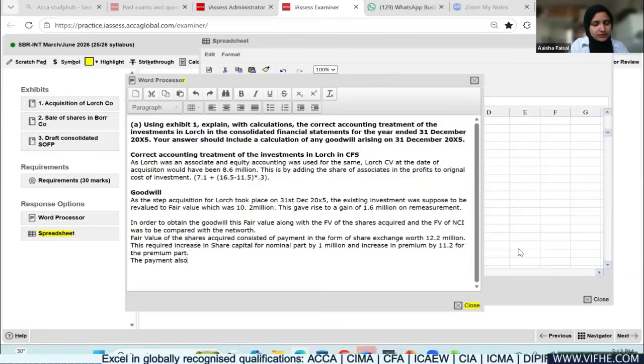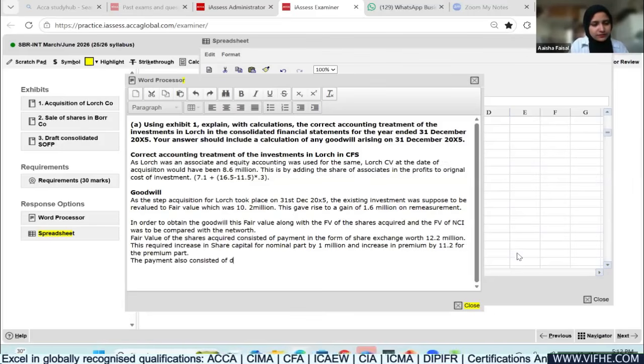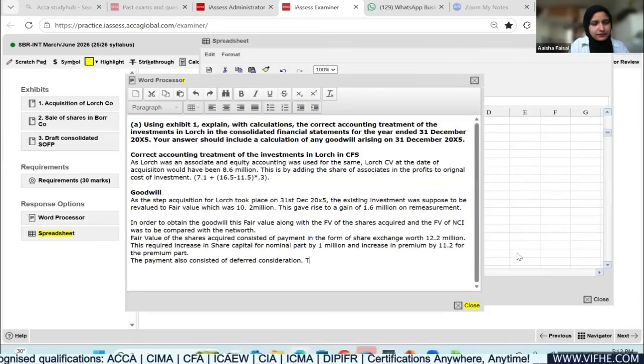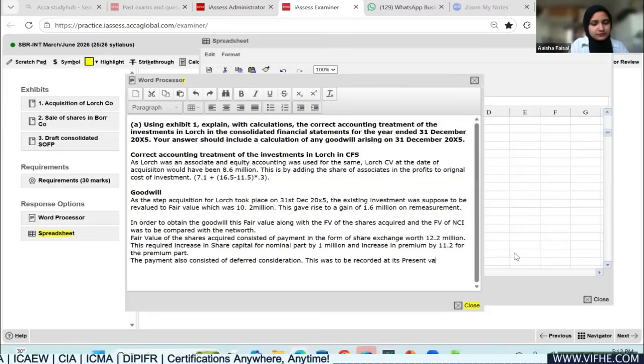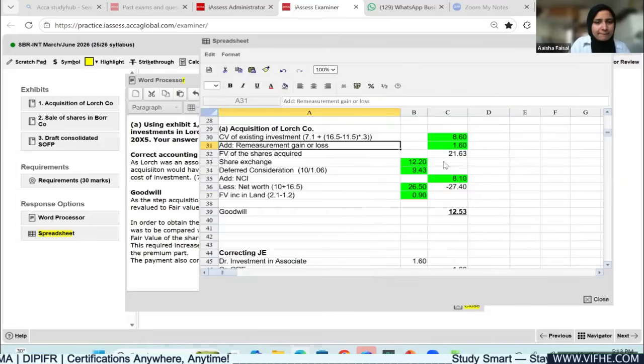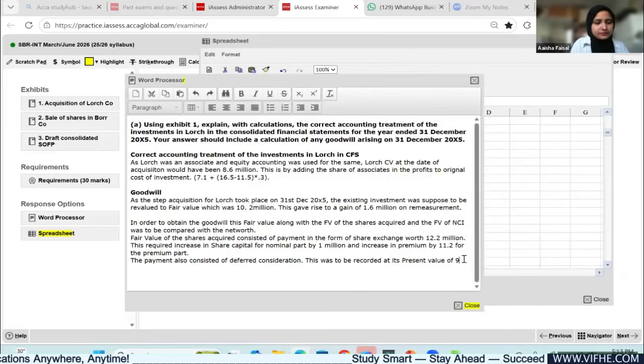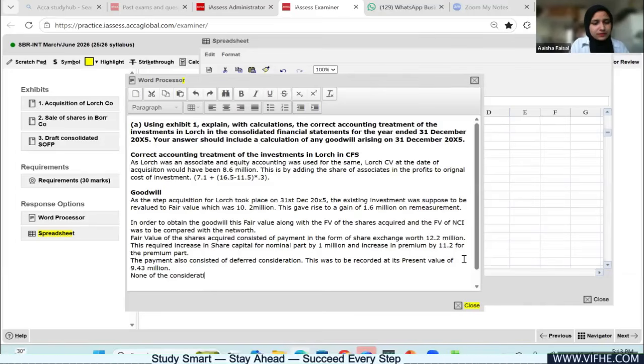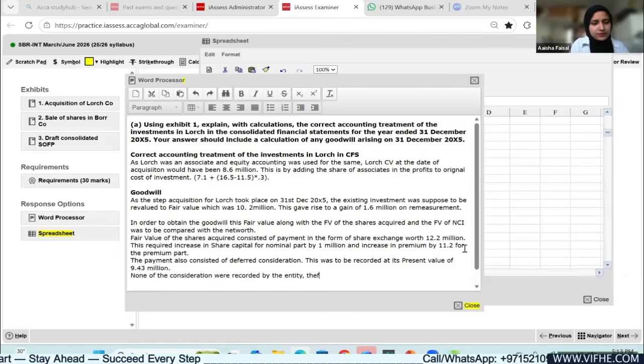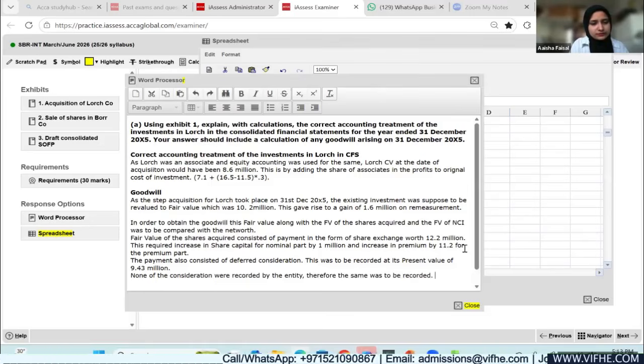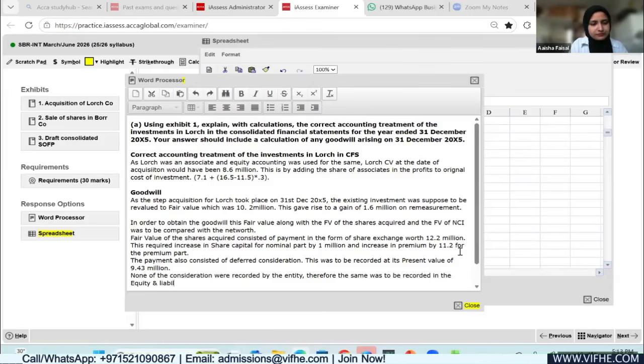The payment also consisted of deferred consideration. This was to be recorded at its present value of 9.43 million. None of the considerations were recorded by the entity. Therefore, the same was to be recorded in the equity and liability.